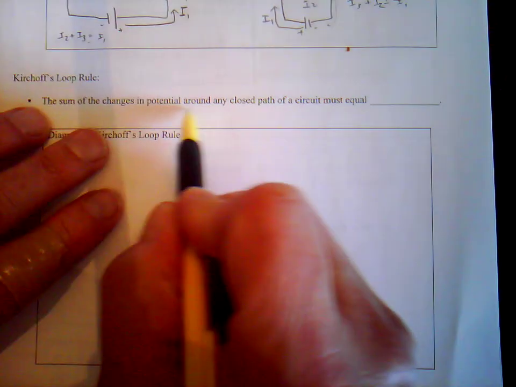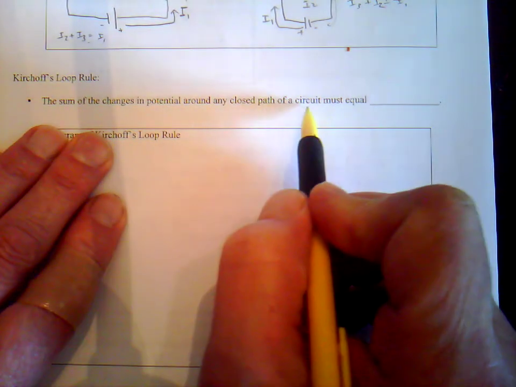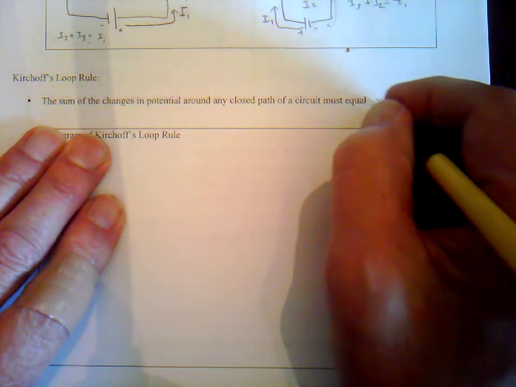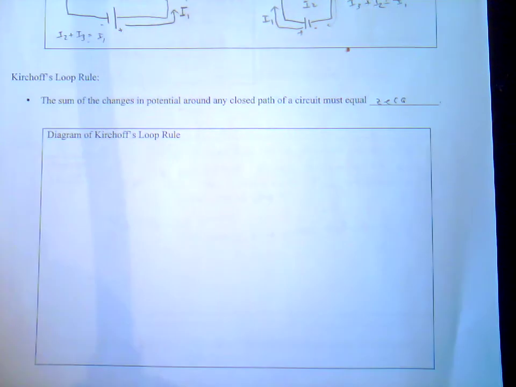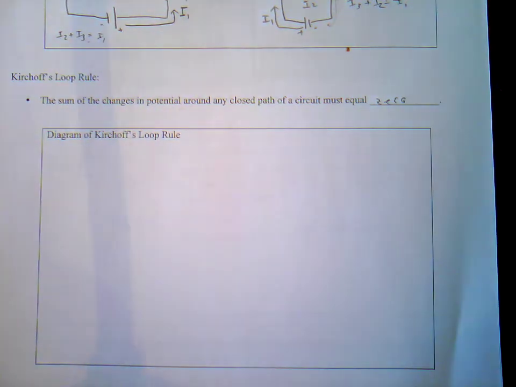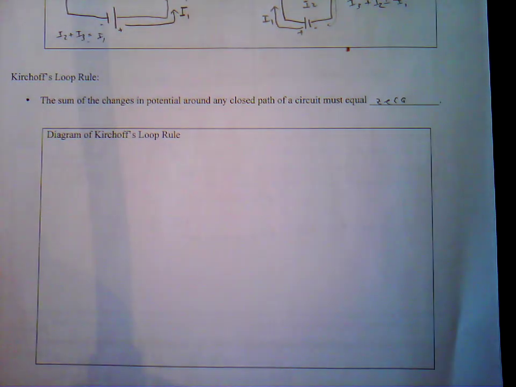The sum of the changes in potential around any closed path of a circuit must equal 0. It's like if you start at the top of a table and you move your hand from the top of the table to the chair, you've gone through a potential difference. And you move your hand from the chair to the floor, you've gone through a potential difference, and if you move your hand from the floor back to the top of the table, you've gone through another potential difference.